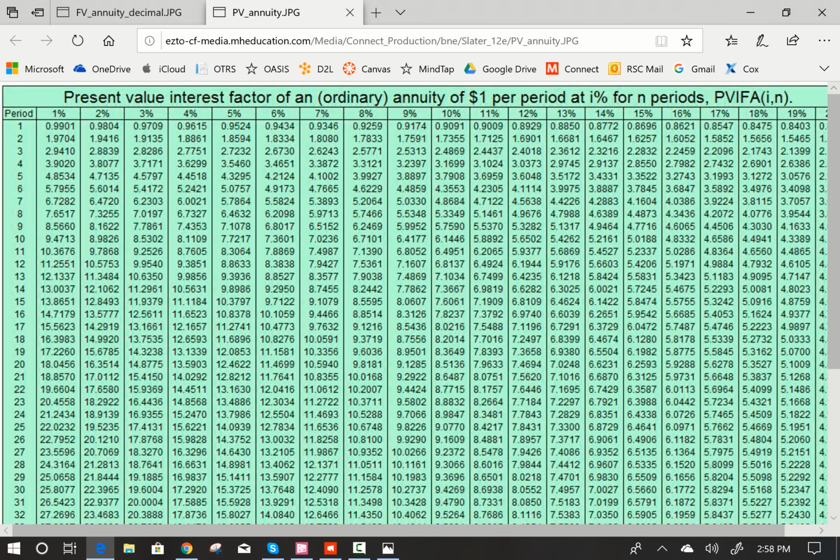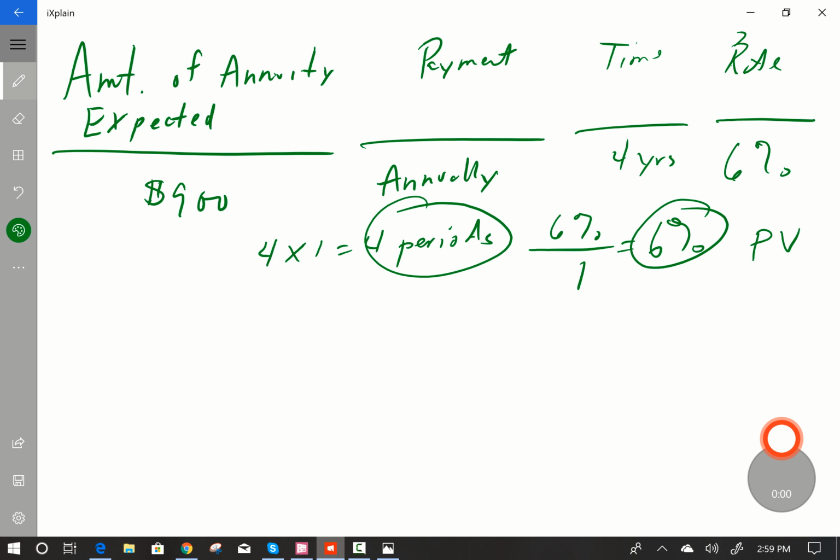It should be 4.2124. Okay, take that times 900. Takes a corresponding factor of the present value table of 3.4651. And then that would give you $3,118.59. Okay, this is a present value.